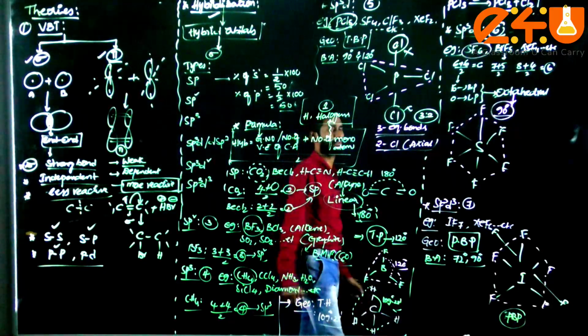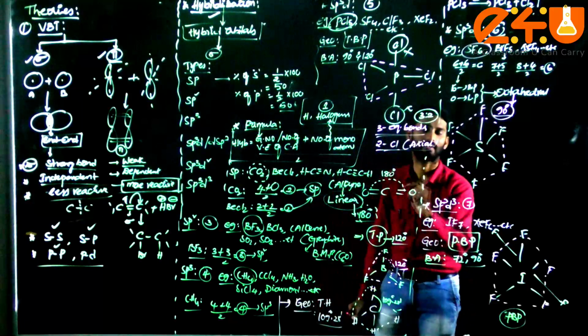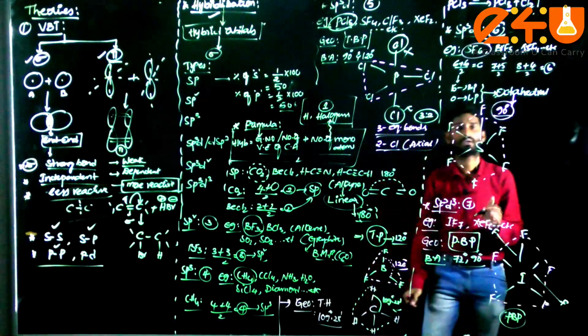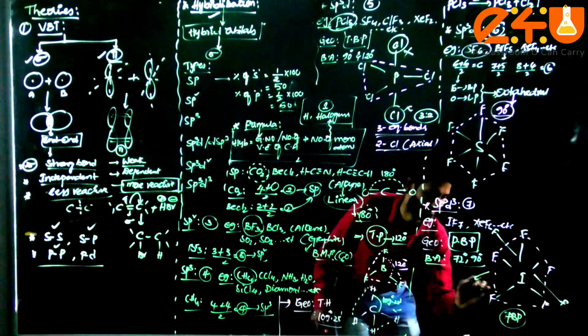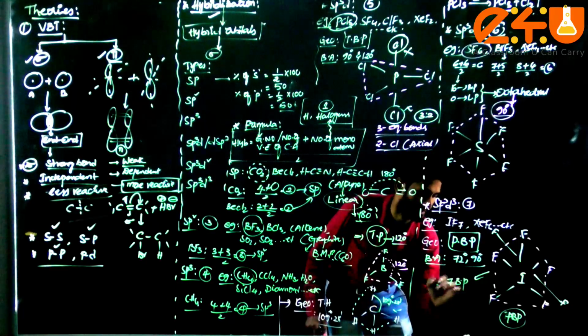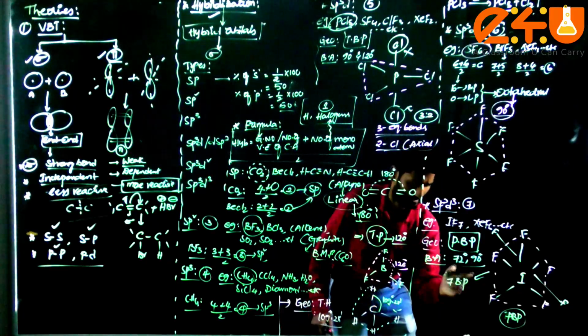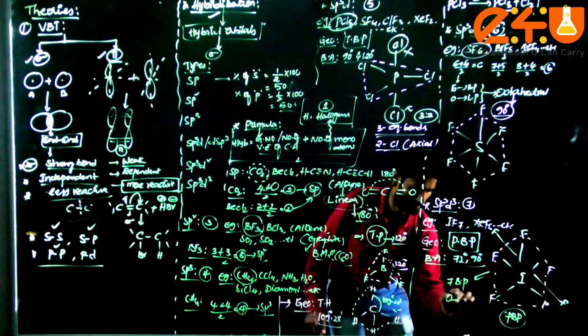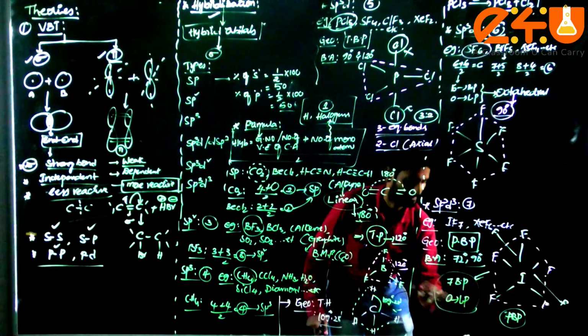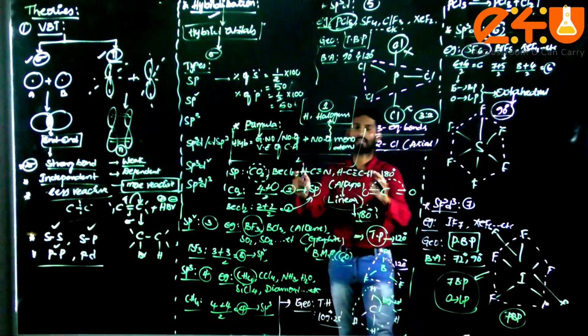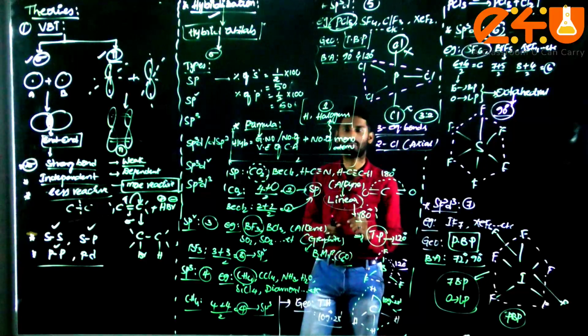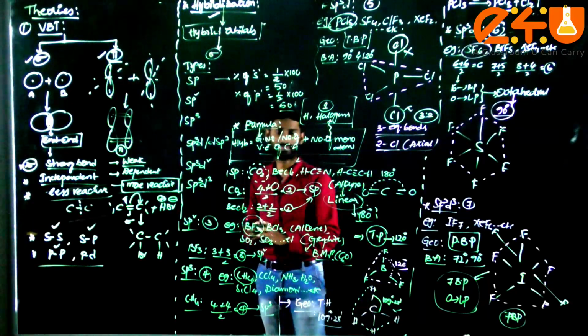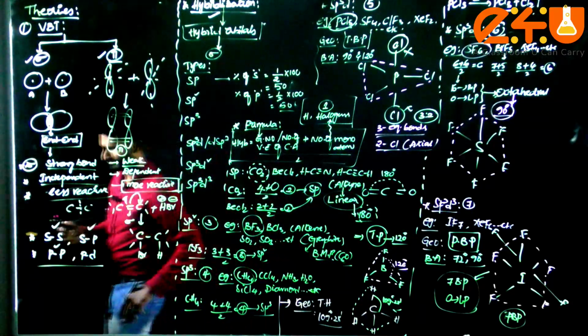This is a very important concept which you studied in class 11th about hybridization. The number of bond pairs here is 7, and the number of lone pairs is equal to 0. This is a very important concept. Dear students, please note down. Then after that we can start with VSEPR theory.